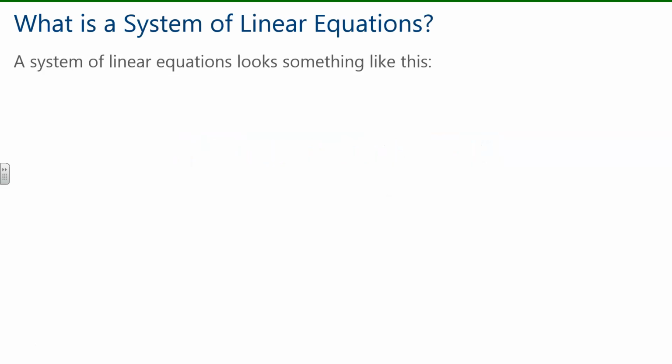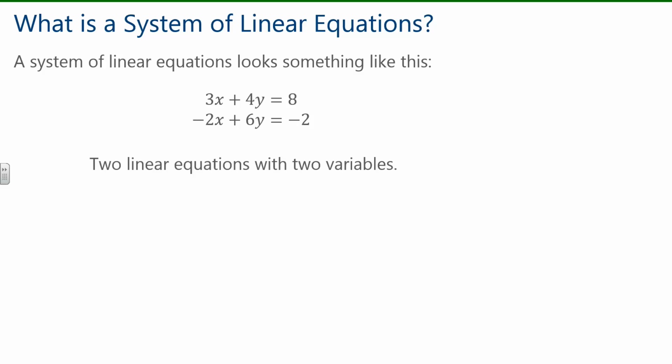A system of linear equations will look something like this. 3x plus 4y equals 8, negative 2x plus 6y equals negative 2. Now the terms don't need to be necessarily arranged in this particular order. The idea is you have two linear equations with two variables. So you're used to dealing with one linear equation, graphing one line or solving one equation for x, but now we're going to be looking at two equations together. And throughout this unit we're going to be solving systems of linear equations.